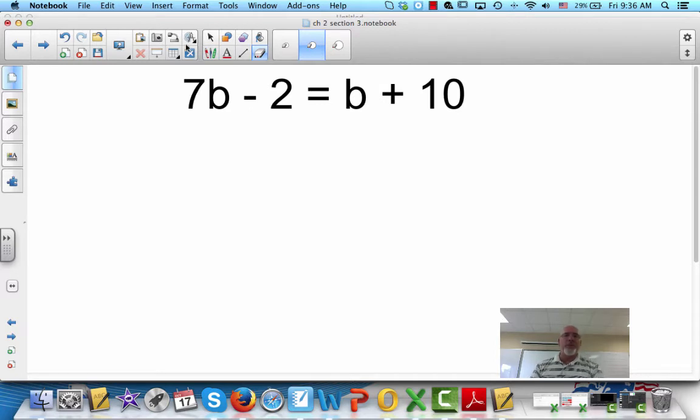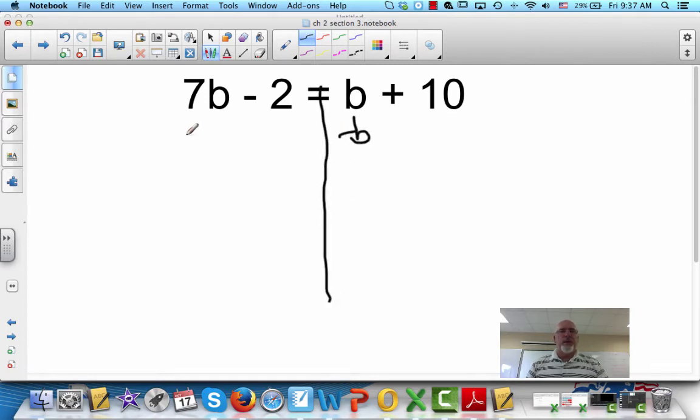Okay, let's try another one. We've got 7b minus 2 is equal to b plus 10. We want the b's to be on the same side, so let's get rid of the b's from one of the sides. We could get rid of the 7b's, or we could get rid of the b over here. I choose to do the b on this side. So I go minus b on this side. I have to do minus b on the other side as well.